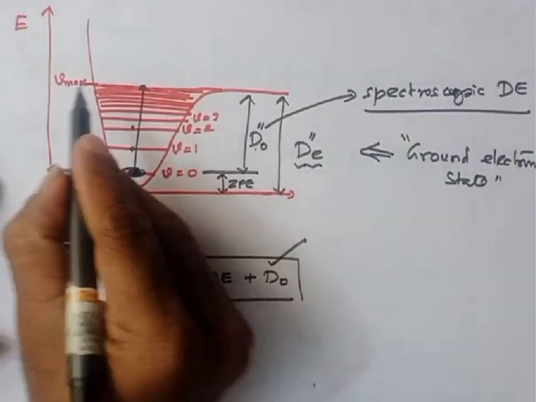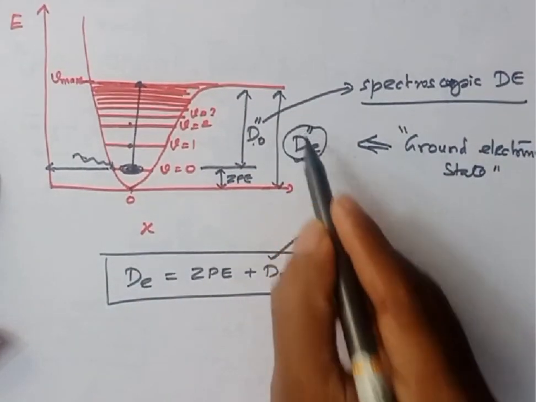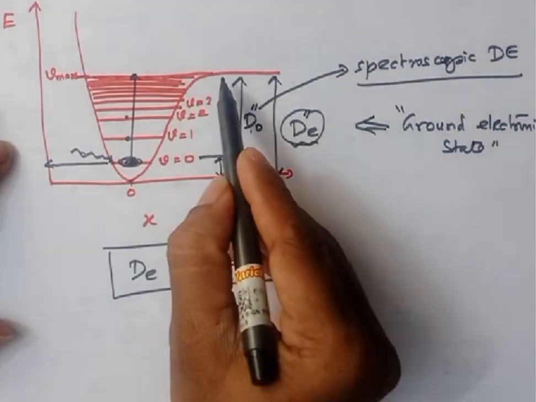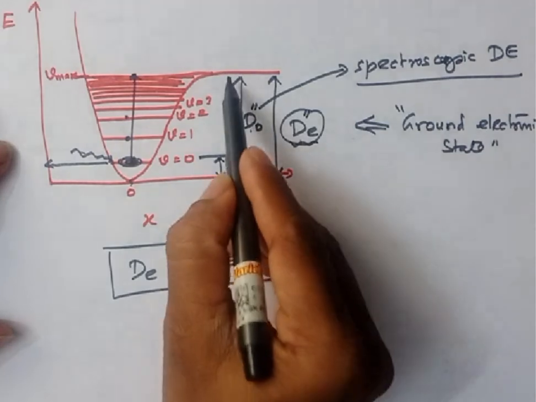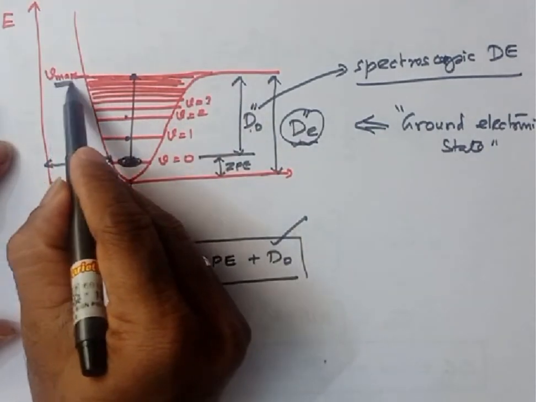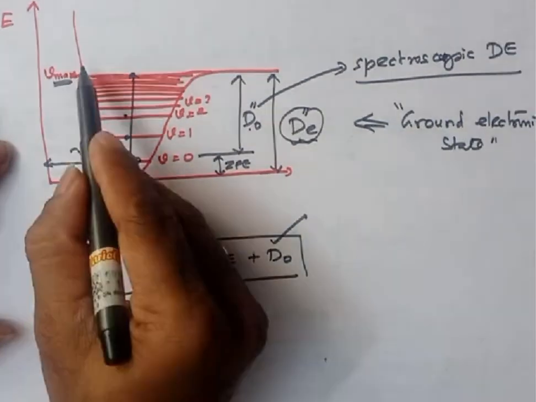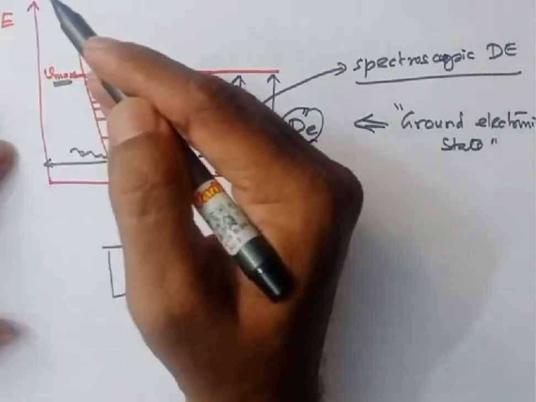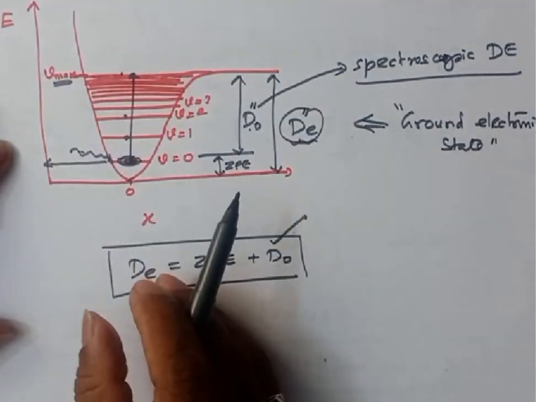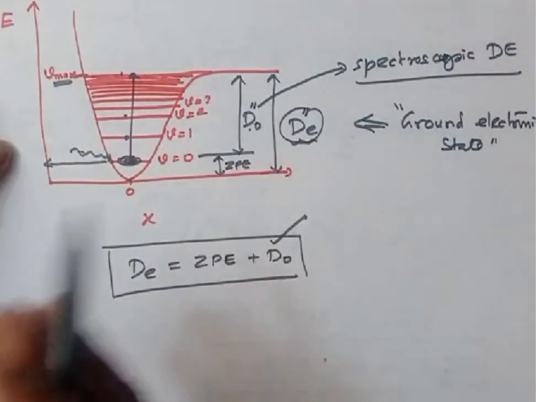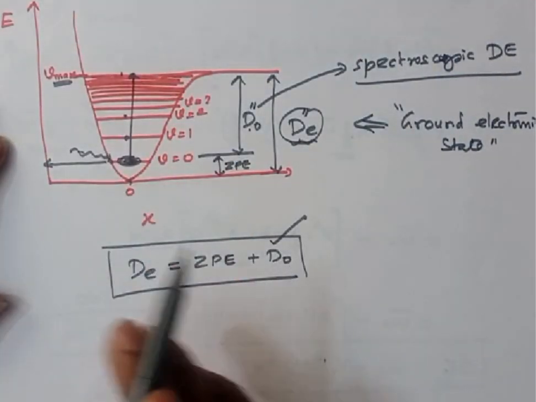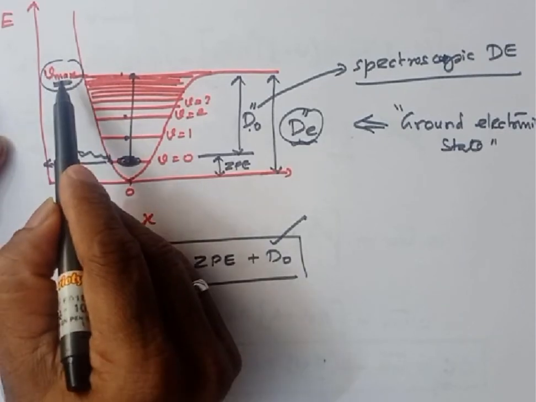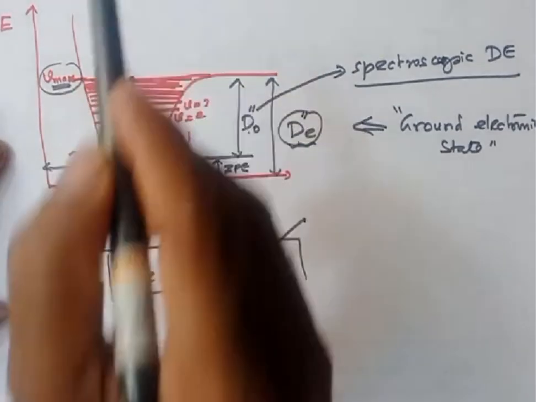Suppose I want the equilibrium dissociation energy. Students, observe carefully. How do we calculate that? If you find the value of Vmax, Vmax is the vibrational quantum number at which the molecule dissociates, or above which the molecule dissociates. We can say it like that. So if you know the value of Vmax, then you substitute that Vmax in the energy formula.